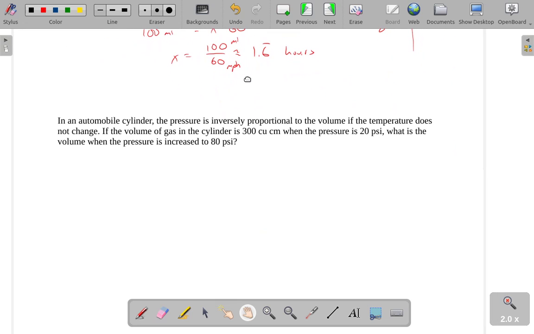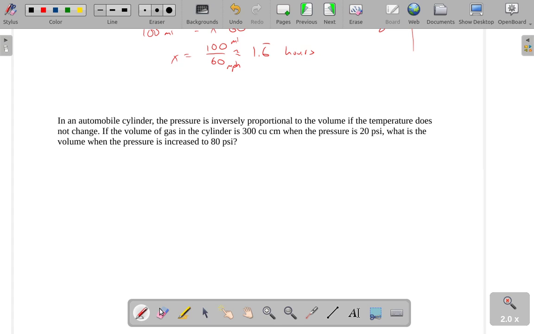Alright, so let's do another example here that might not be quite as intuitive for you. In an automobile cylinder, the pressure is inversely proportional to the volume if the temperature does not change. Okay, well, again, this may not be the most realistic example, because usually if you're in an automotive cylinder, if you change the volume, the temperature is going to change. If you compress a gas, it's going to heat up. That's just a natural consequence of compressing.